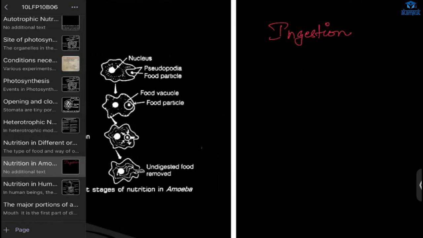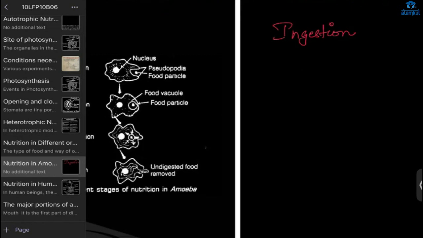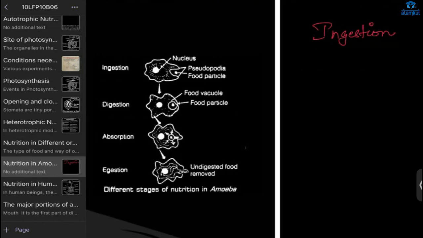And in the case of amoeba, if the food is used up, what will happen? The amoeba will become bigger. There will be growth. And after that, the undigested food will be released. And what is that process called? Egestion. Okay. Ria, you understood?